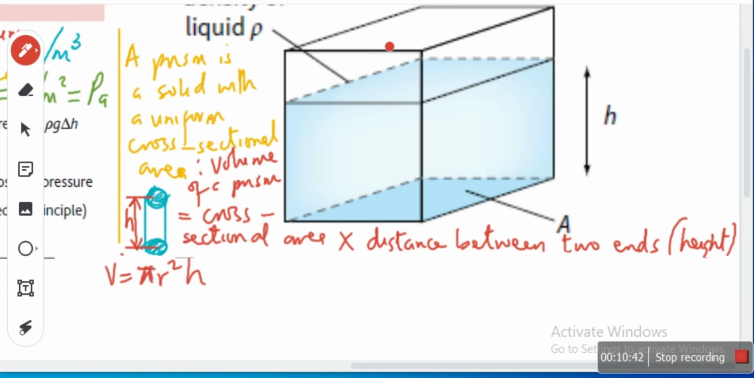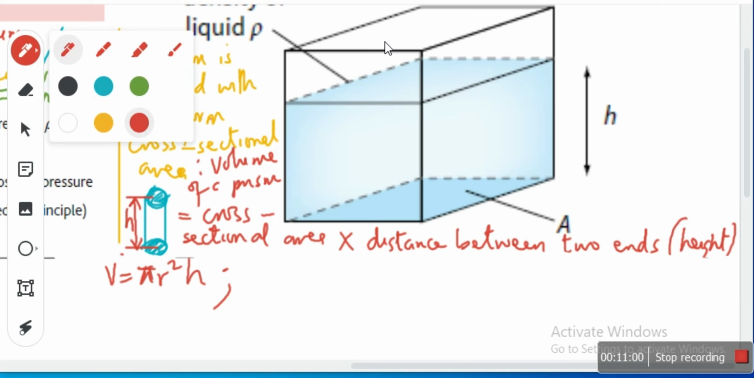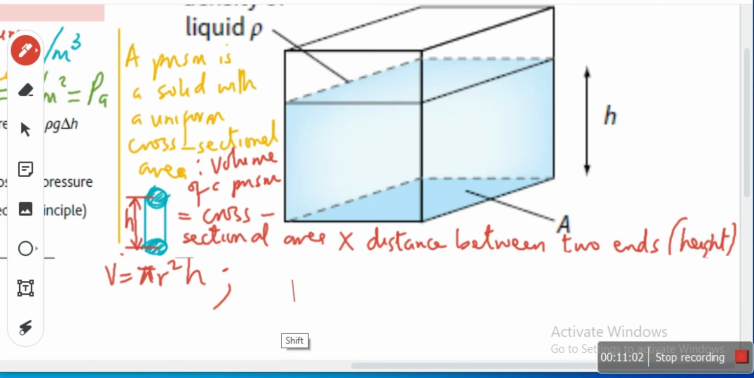Any prism, you want to find the volume of any prism, just find the cross-sectional area and multiply it by the distance between the two cross sections. Whether it is a vertical height or a horizontal height. The cross-sectional area multiplied by the distance between the two cross sections. Why I'm saying it doesn't have to be a vertical height is if you have something like this.